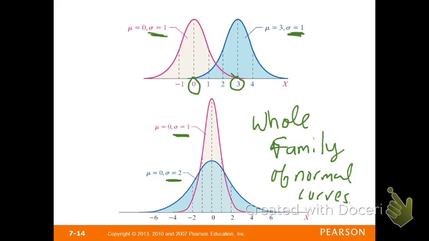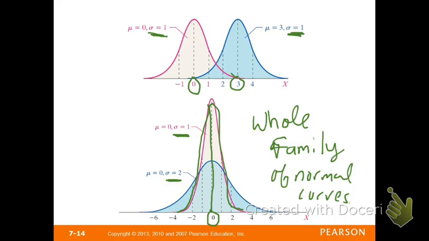Well, notice the pink one is more densely packed around the mean. Both curves, the blue and the pink one, are centered at 0, but the blue one's more squat and spread out. It makes sense because its standard deviation is higher. So the lower the standard deviation, the more it's going to be a normal curve that is skinny and densely packed around the mean. Okay?